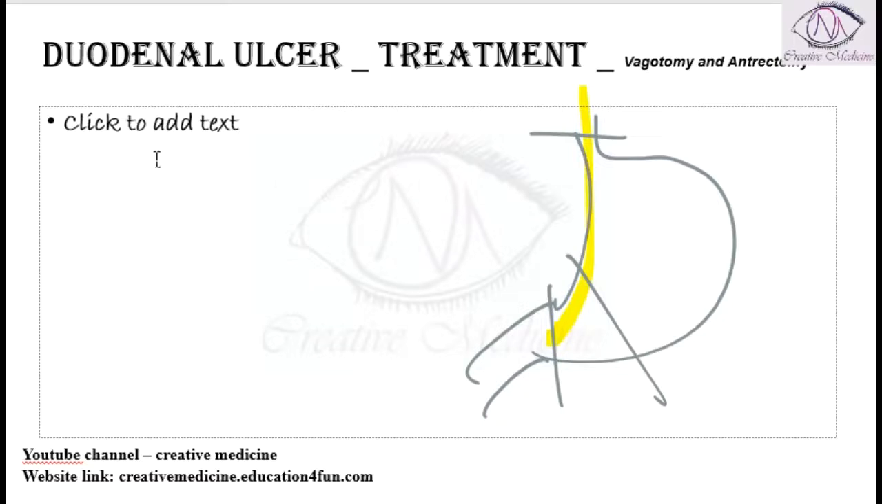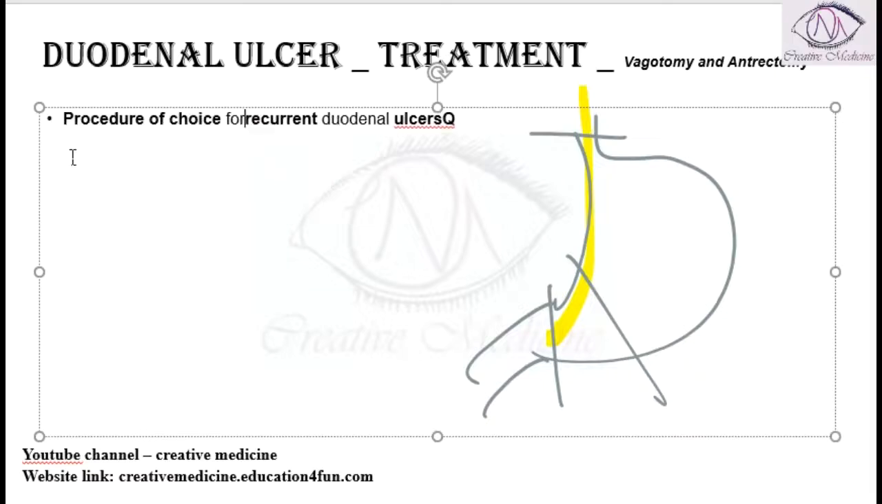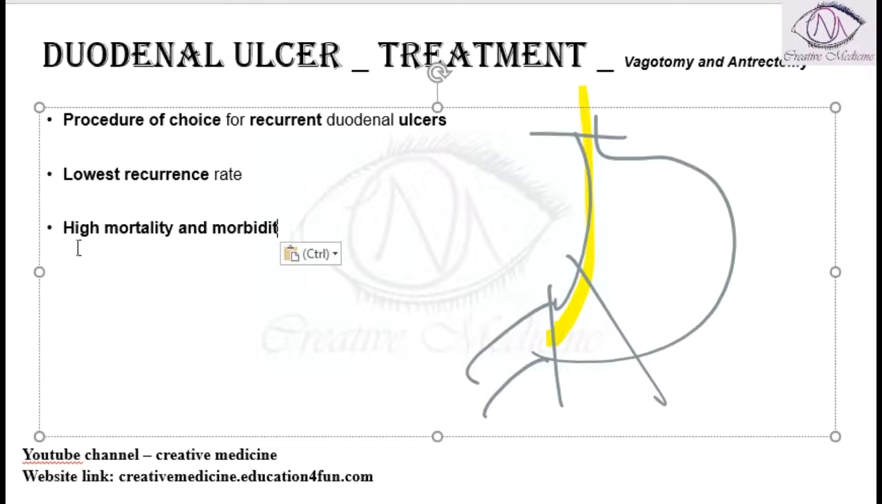So this vagotomy and antrectomy is actually the procedure of choice for recurrent duodenal ulcers, and the lowest recurrence rate is seen with vagotomy and antrectomy. However, vagotomy and antrectomy has high morbidity and high mortality in the patient.